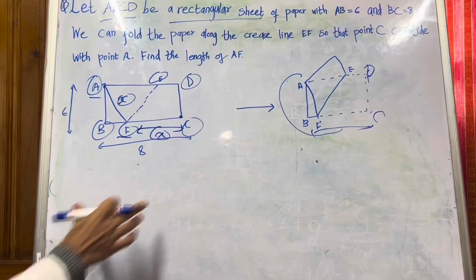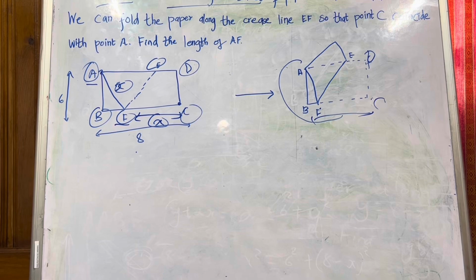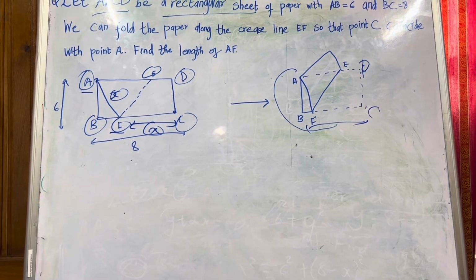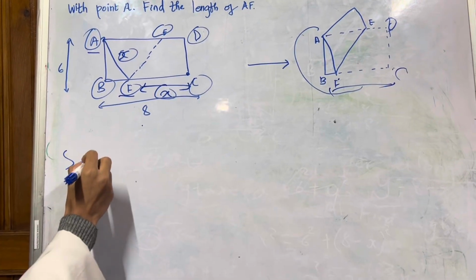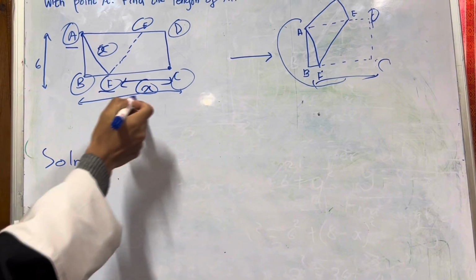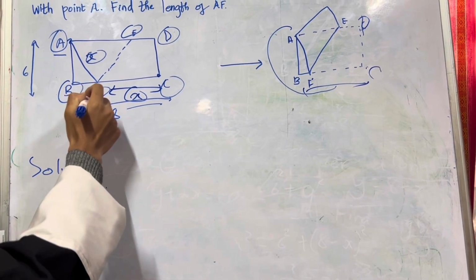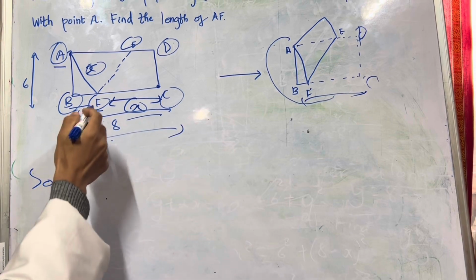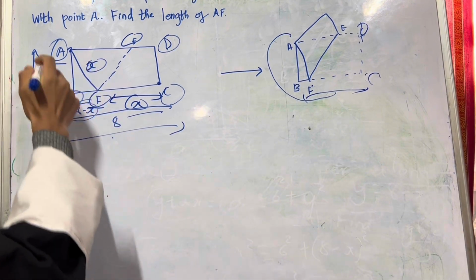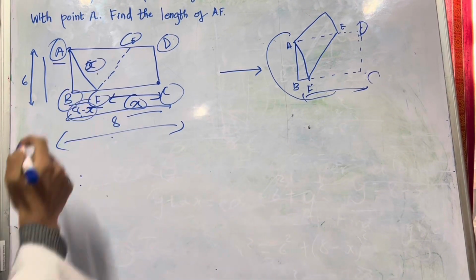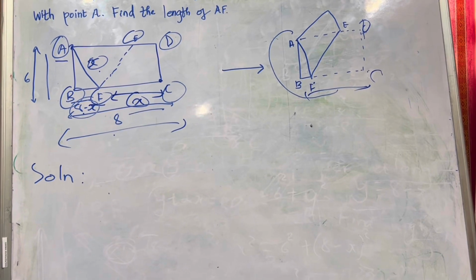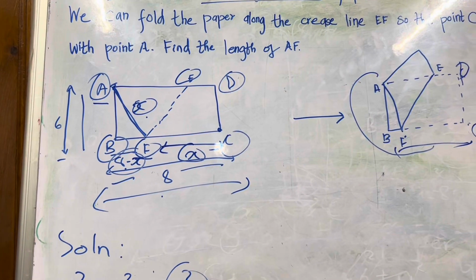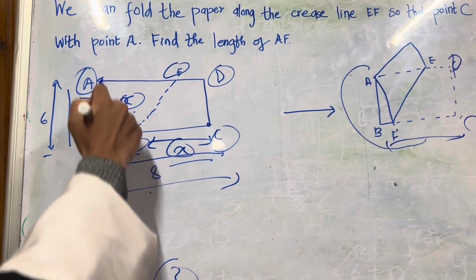Now since these are all the deductions that can be made from the question, let's move on with the solution. Since we know that this much is X, this much will be 8 minus X because the whole length is 8. Since we know this side and these two are the same variable, we can employ the Pythagorean theorem here. We are using the Pythagorean theorem here because we have a right angled triangle.